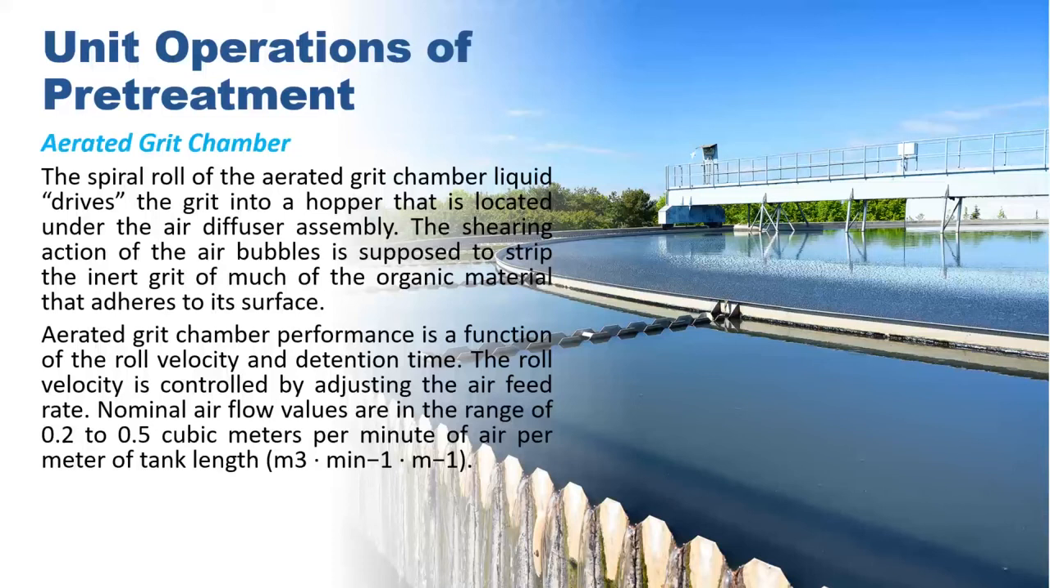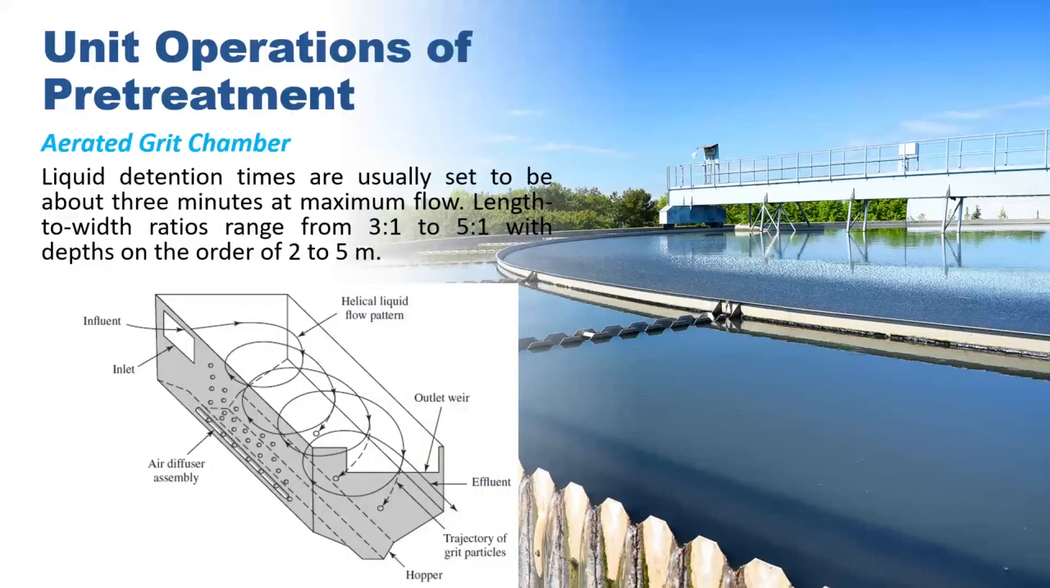Aerated grit chamber performance is a function of the roll velocity and detention time. The roll velocity is controlled by adjusting the air feed rate. Nominal airflow values are in the range of 0.2 to 0.5 cubic meters per minute of air per meter of tank length. Liquid detention times are usually set to be about 3 minutes at maximum flow. Length to width ratios range from 3:1 to 5:1 with depths on the order of 2 to 5 meters.